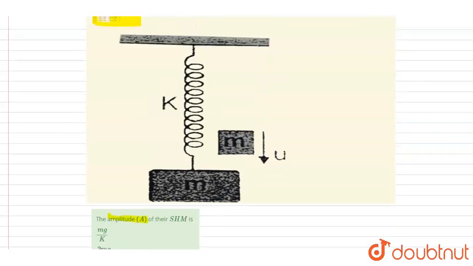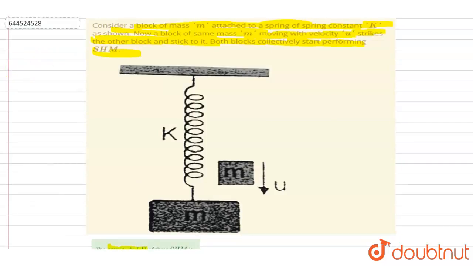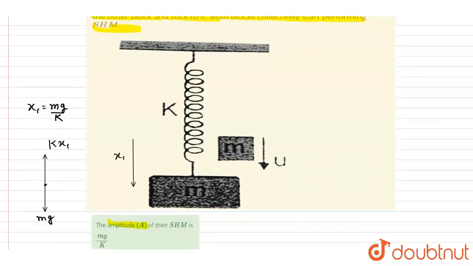If you see here, right now what is the extension in the spring? The extension in the spring should be such that this m block is in equilibrium. So let's say this is x1. I will write down the net force on it, which gives mg equals kx1.